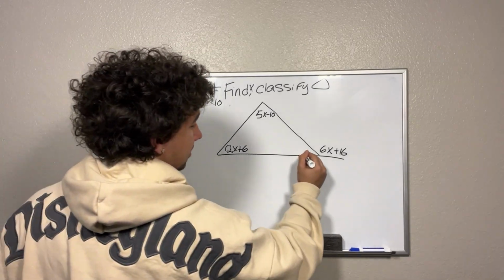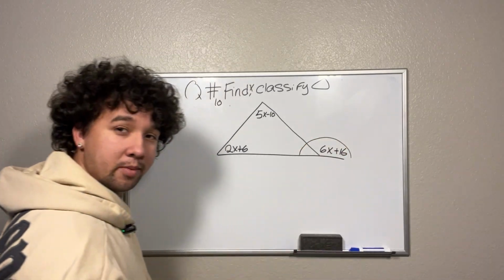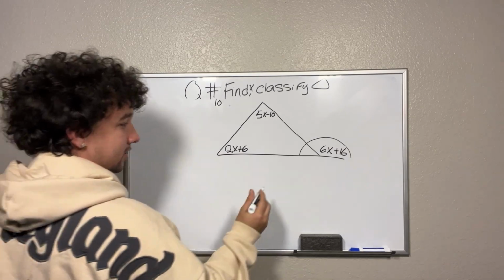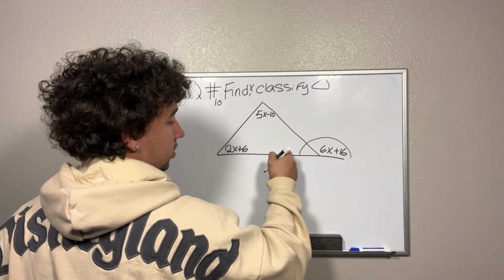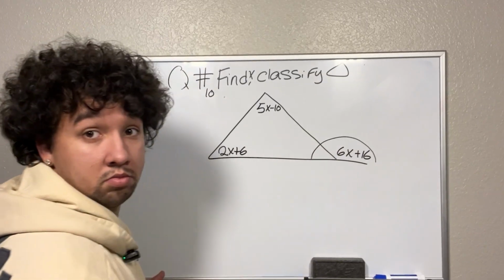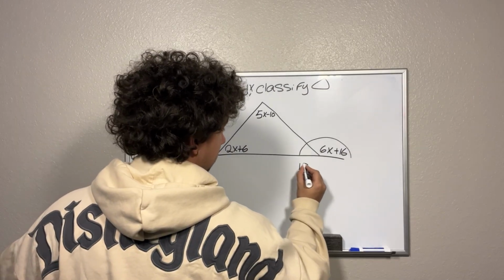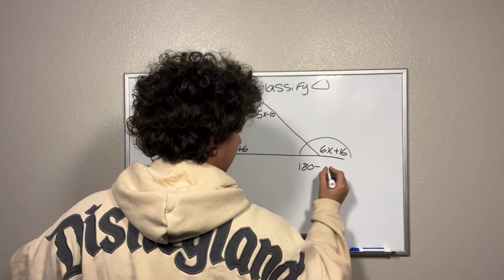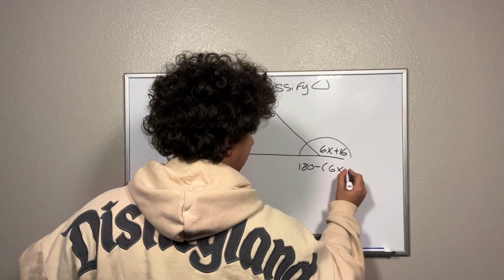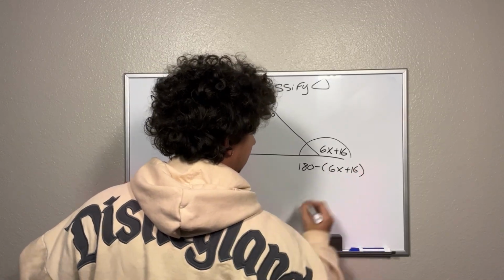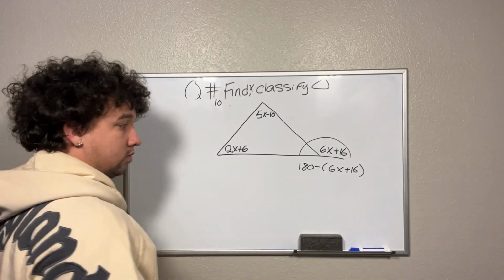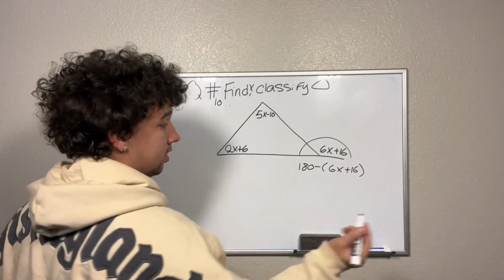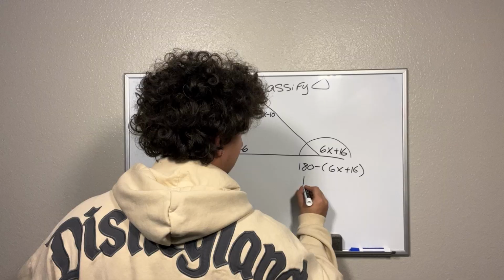Remember, this is a linear pair. I told you this is gonna be our best friend. It's not giving up on us just yet. So that means that this angle is just 180 minus this one. Let me do that. So 180 minus 6x plus 16. Well, the first thing that I'm noticing here is what's 180 minus 16? Well, 180 minus 10 is 170, minus 6 is 164.